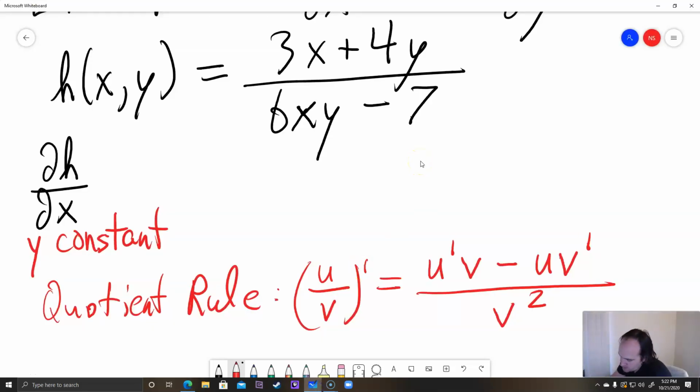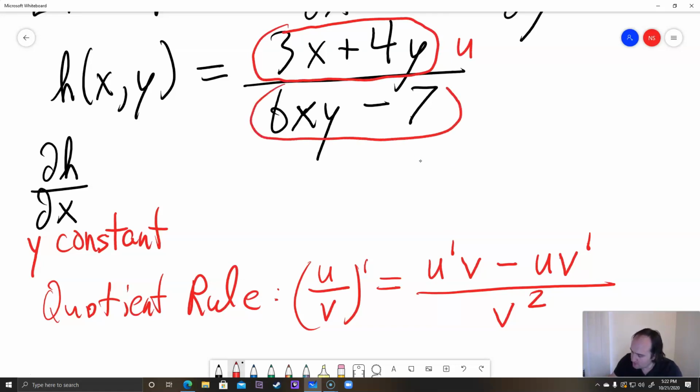Okay, so here we want to label everything. Here the numerator is going to be our u. This is our u. And then the denominator is going to be v. And then we want to just go ahead and calculate u prime and v prime so that we can plug them in here.